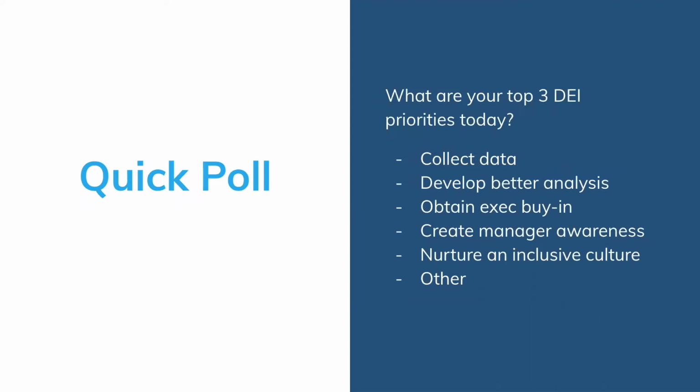And in this poll, what we're trying to get a sense of is how are you navigating that today, and what are some of your priorities internally? It might be something like collecting data. It's very difficult to have visibility in your organization without data. But in other cases, the data is already there, and it's really about developing a better analysis or obtaining executive buy-in, leadership buy-in, to really kick off an internal initiative.